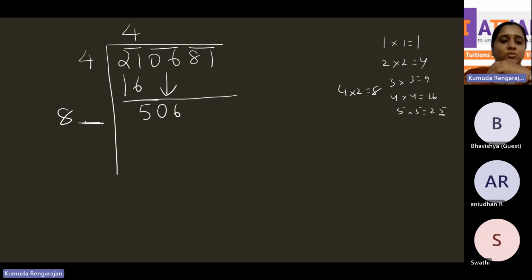Now, whatever digit you place here, you must place the same digit here also. If you write 1 here, you should write 1 here also. If you write 2 here, you should write 2 here also.